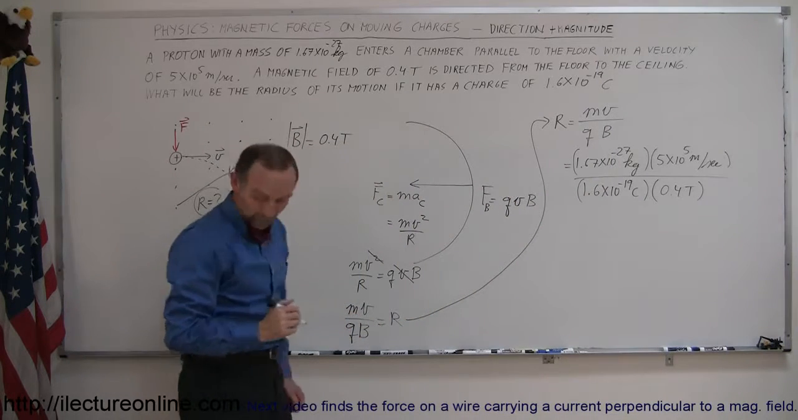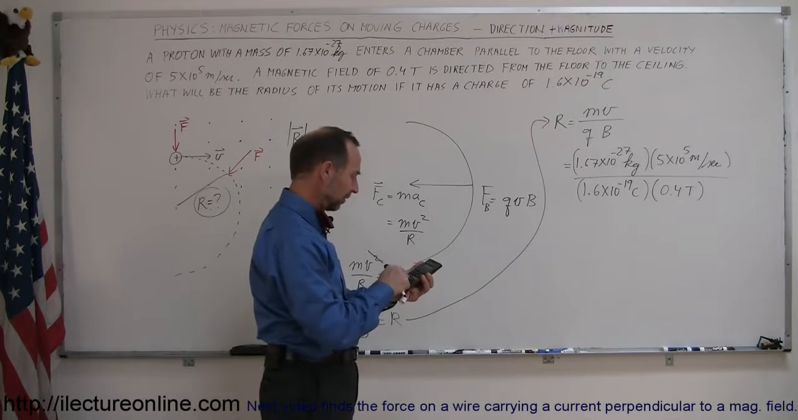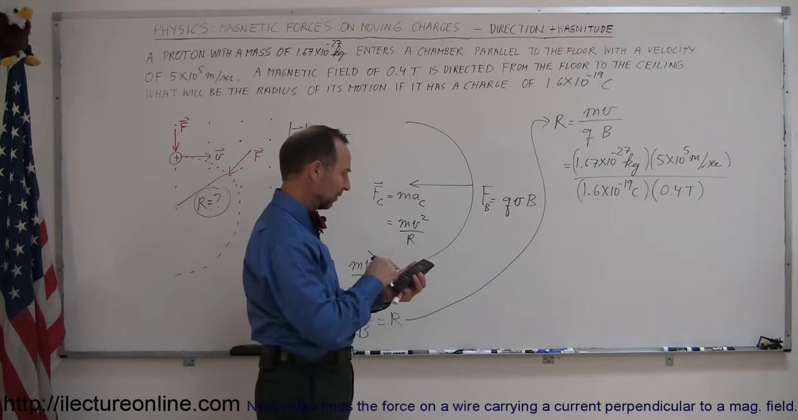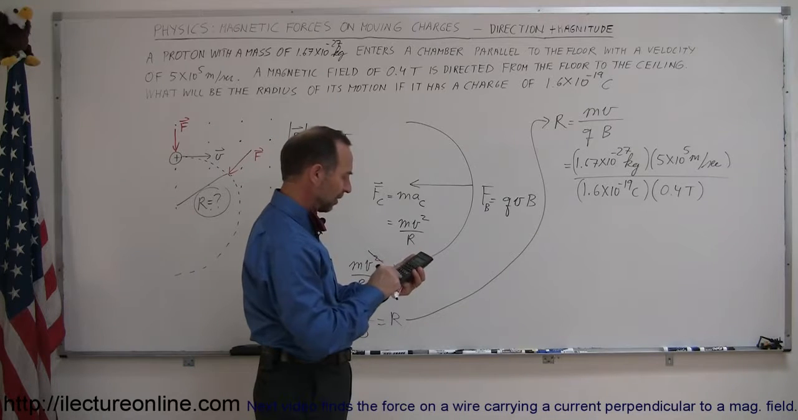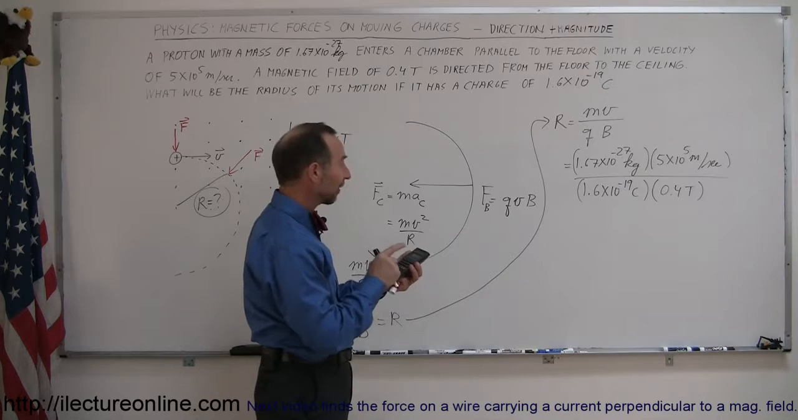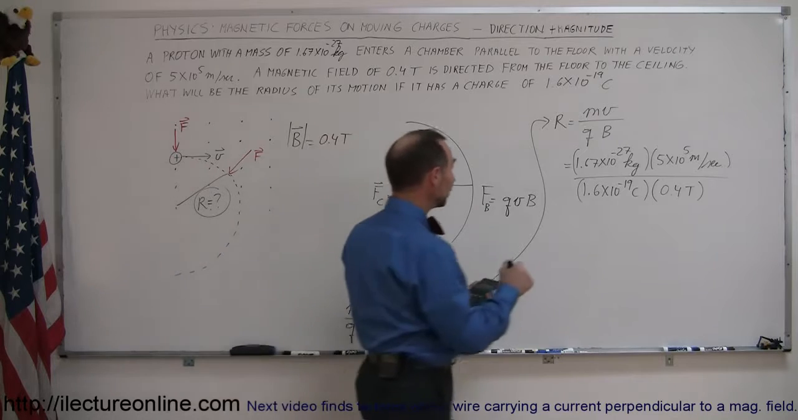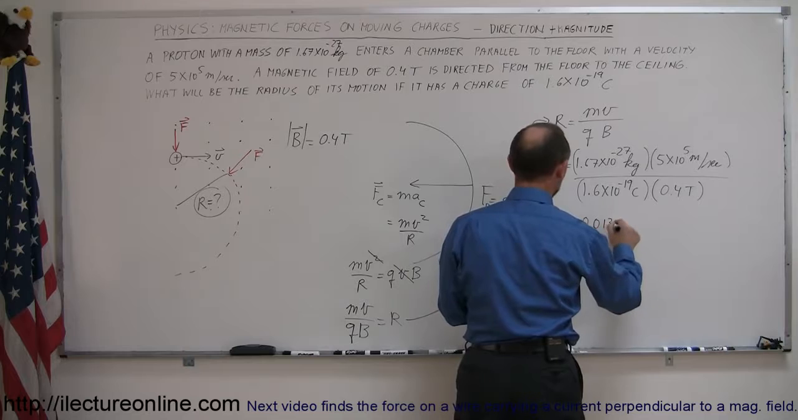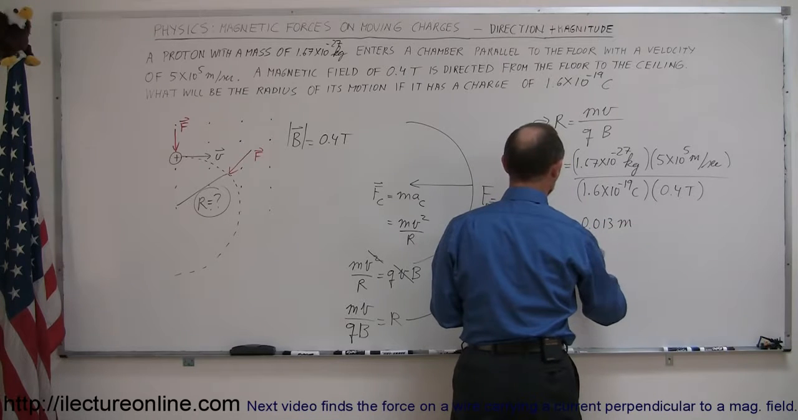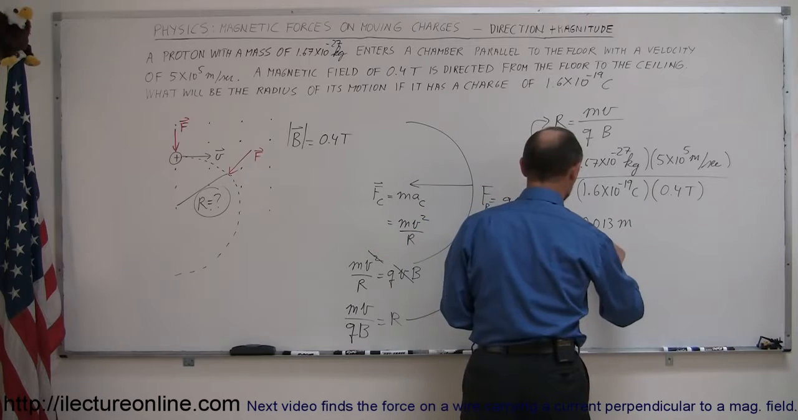All right, so where's our calculator? Let's figure out what that is. So we have 1.67 e to the minus 27. Very small mass. Times 5 e to the 5th equals, divided by the charge, 1.6 e to the minus 19, and then finally divided by 0.4 equals, and the radius r is equal to 0.013 meters. So the radius is equal to 13, let's see here, that's not 13 centimeters, that's 13 millimeters.